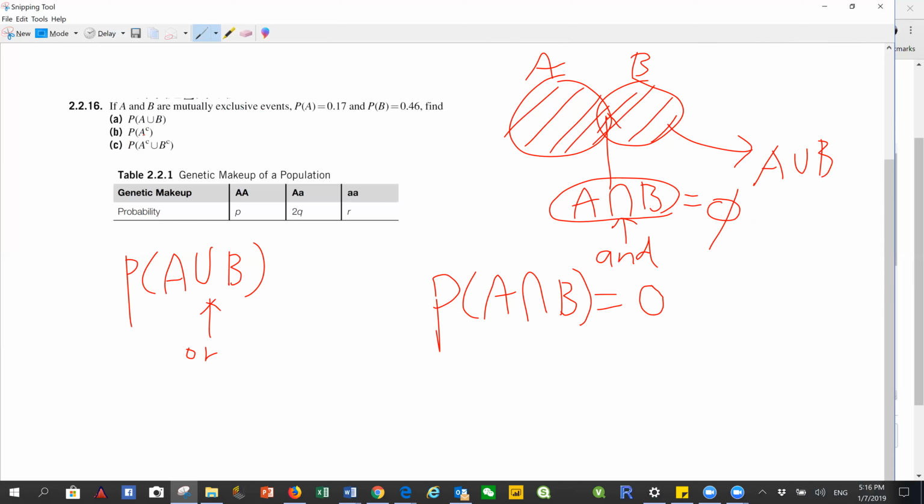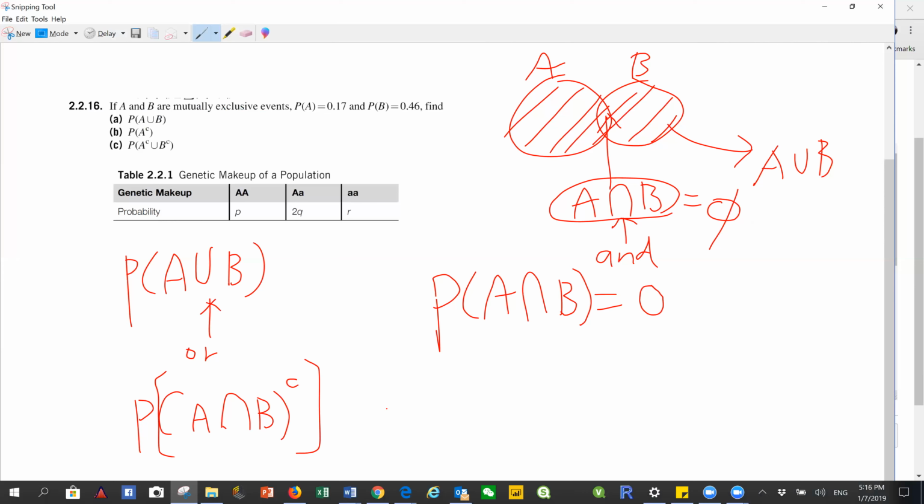And then A complement is the complement set of A. So you just do 1 minus the probability of A. Then P(A complement union B complement) is equivalent to A and B, but actually I should write this complement. Okay.